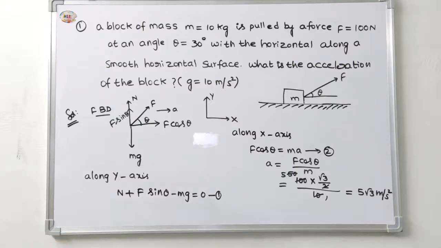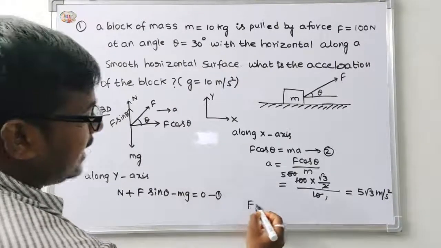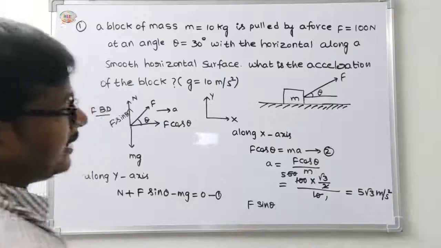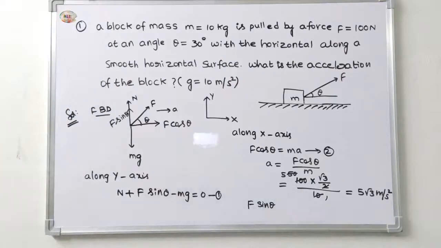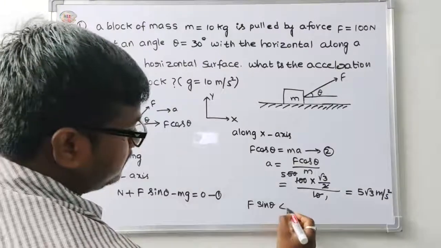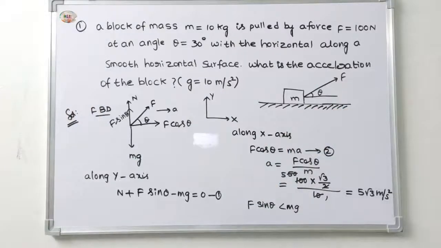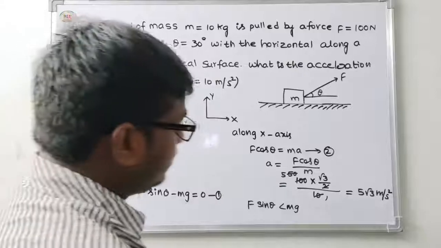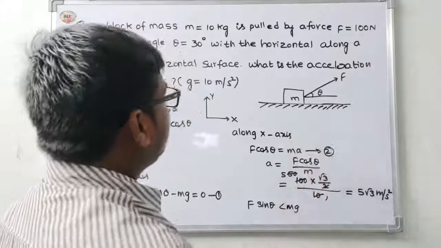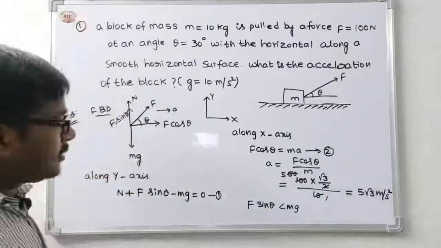This is directed towards the right. Since F sin theta is less than mg and the surface is rigid, the block remains in equilibrium along the y-axis.